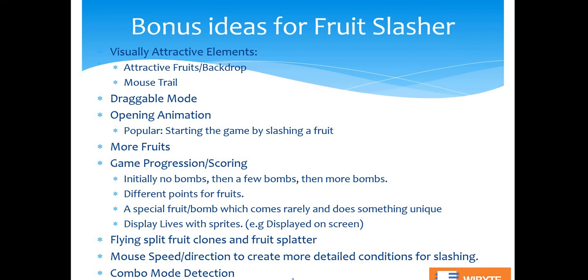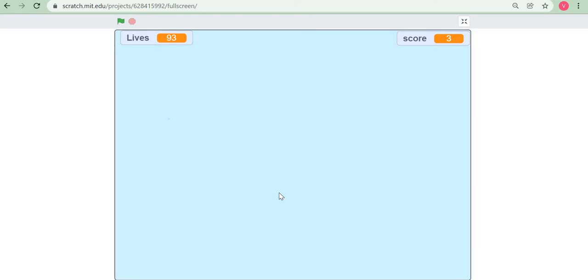Now, the next three are the ideas for which I'll give you separate videos. I'll refer to them here because those are a bit involved. Those are also interesting, right? First one here is a flying split fruit clone and fruit splatter, right? So, fruit splatter, right? Let me just show you from an enhanced game what I mean by this.